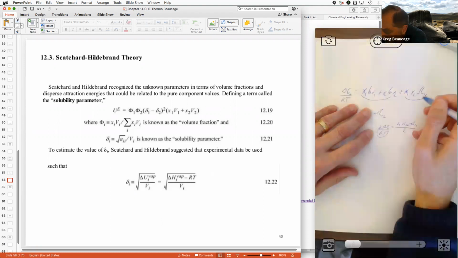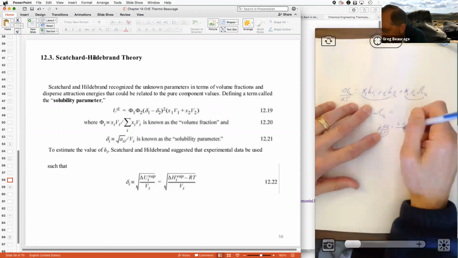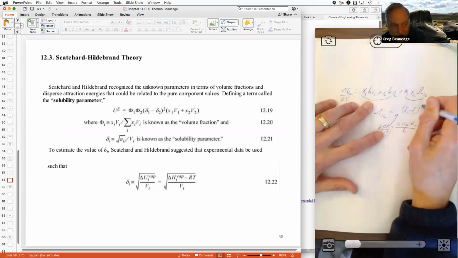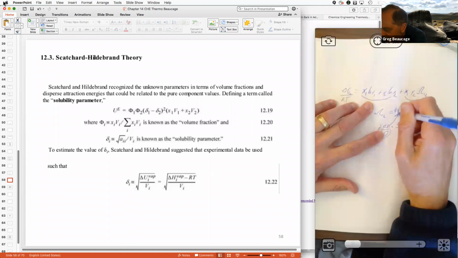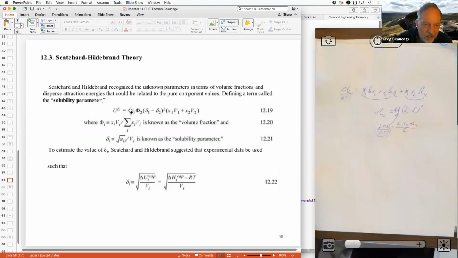Right. So anyway, the Scatchard-Hildebrand says that this whole thing is going to be equal to this del difference, like del 1 minus del 2 squared, because it doesn't matter which one's first. And then it's based on volume fractions instead of mole fractions. And then there's this other conversion factor here. So the original one was mole fractions and then just the del difference, this del parameter. And then the way he's doing it in here, it's got a volume.